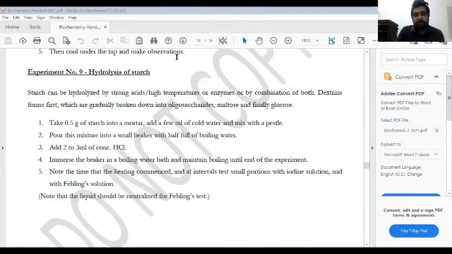Okay, hydrolysis of starch. Starch can be hydrolyzed by strong acids, high temperatures, or enzymes, or a combination of both. Dextrins come first, which are gradually broken down into oligosaccharides, maltose, and finally glucose. Can trehalose form?